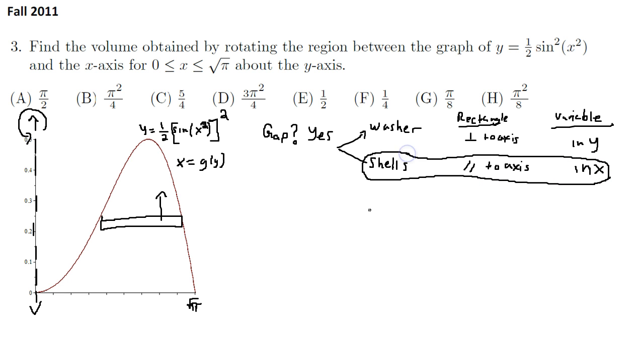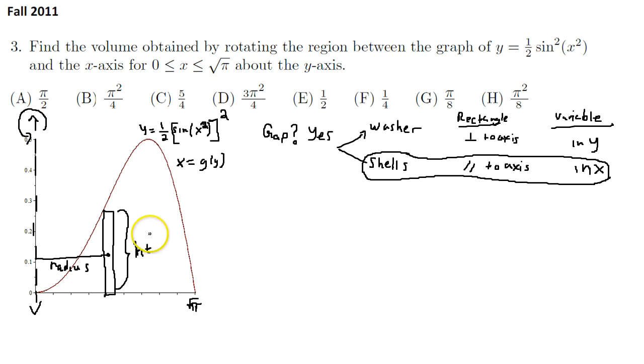So we draw a rectangle that is parallel to the axis. This would be a rectangle that goes like this, parallel to the axis, and then we connect the axis to the rectangle. That distance is the radius, and then how tall that rectangle is, is the height.